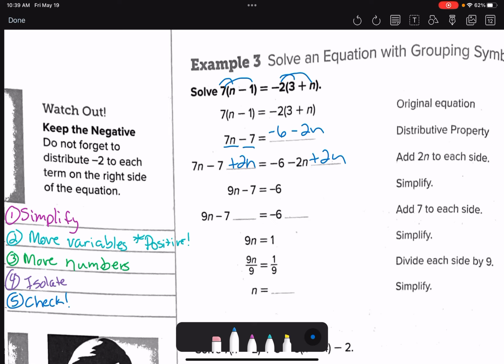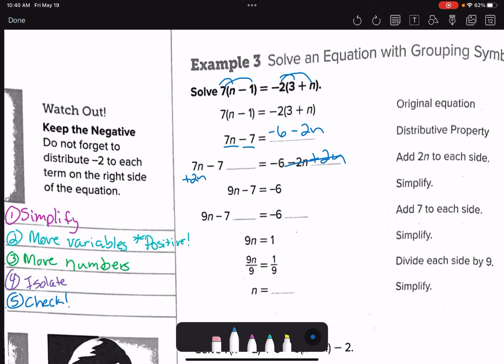And I don't like how the book has it written out like this instead of next to 7n. So I'm actually going to rewrite that and do it properly. I'm going to have it like this, just because that makes a little bit more sense. And then 7n plus 2n is 9n. And I didn't touch that -7, so leave it alone. And then over here, this cancels out to 0, and you're left with -6.